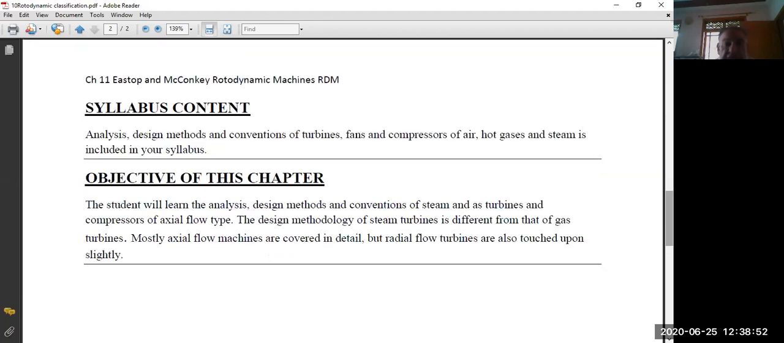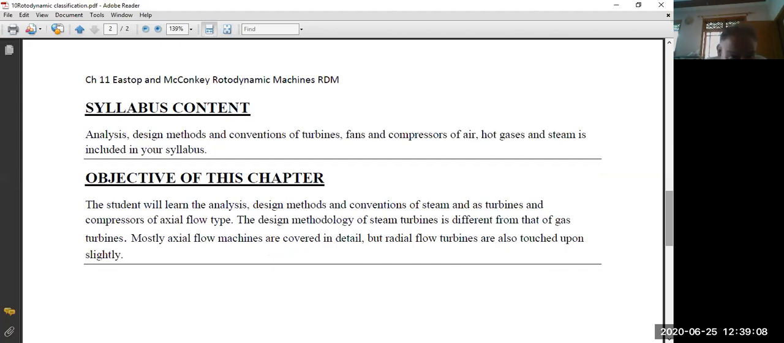Now, the syllabus contents include analysis, design methods, and conventions of turbines, fans and compressors of air, hot gases, and steam.